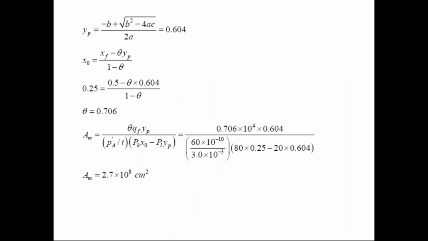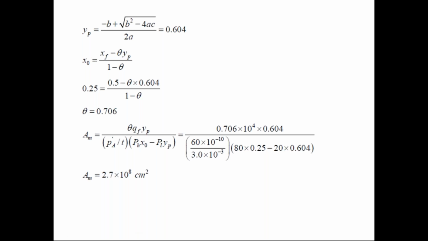You can calculate that. Now you can estimate the theta by using any one of that equation. Okay. So here theta is 0.7. That means 70% of the feed is obtained as a product. Only 30% reject is there. Then the membrane area can be calculated by using all these things, because every value is known. So finally you are getting the membrane area which is required is 2.7 into 10 power 8 centimeter square.